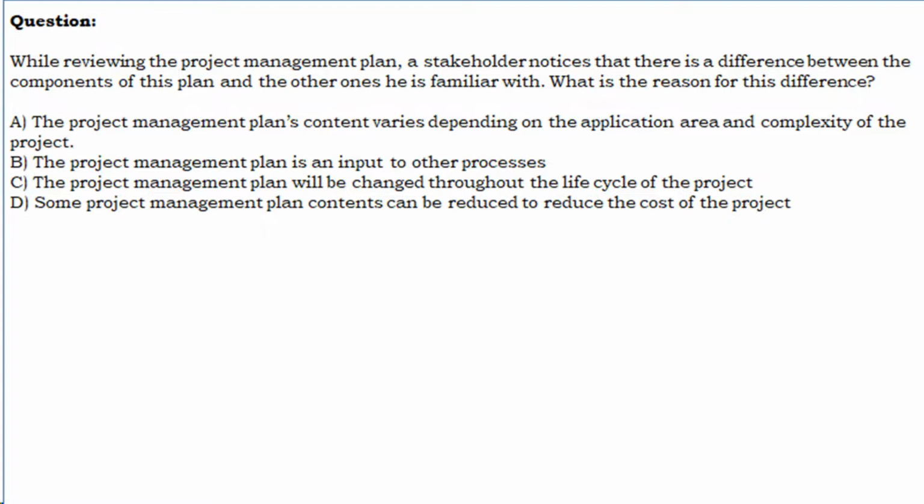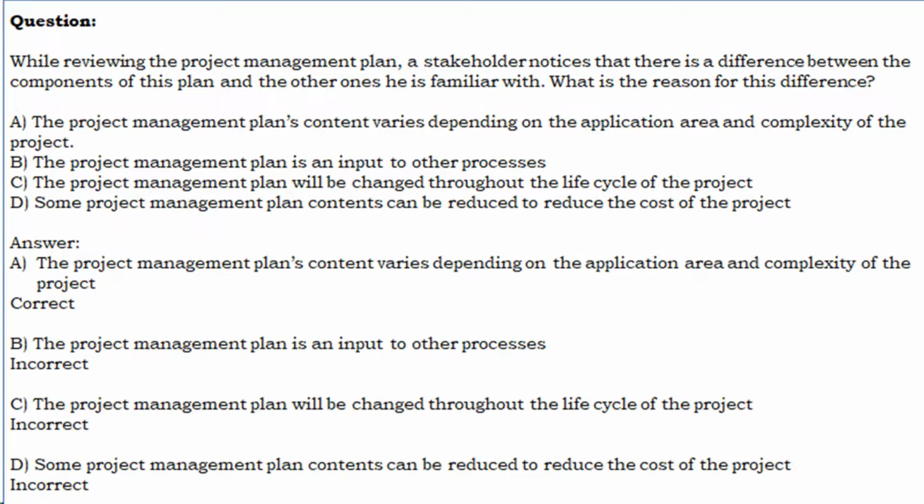D. Some project management plan contents can be reduced to reduce the cost of the project. Let us see the answer. A. The project management plan's content varies depending on the application area and complexity of the project. Correct. B. The project management plan is an input to other processes. Incorrect. C. The project management plan will be changed throughout the life cycle of the project. Incorrect. D. Some project management plan contents can be reduced to reduce the cost of the project. Incorrect.